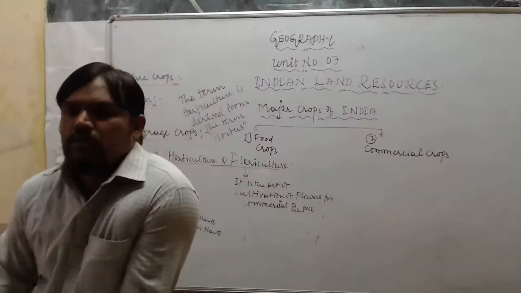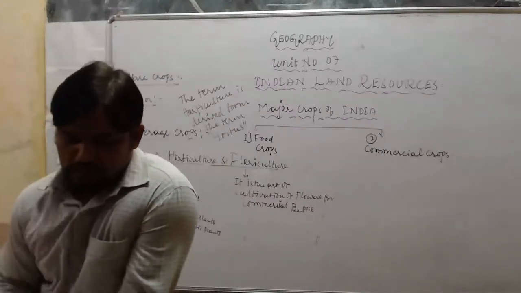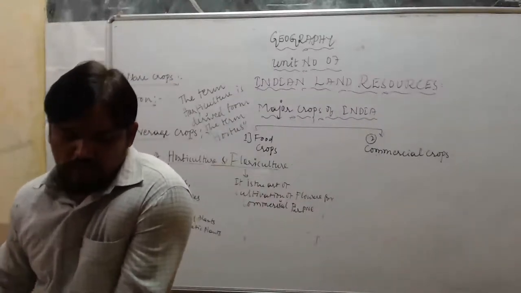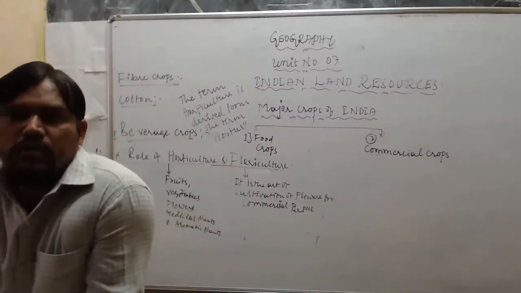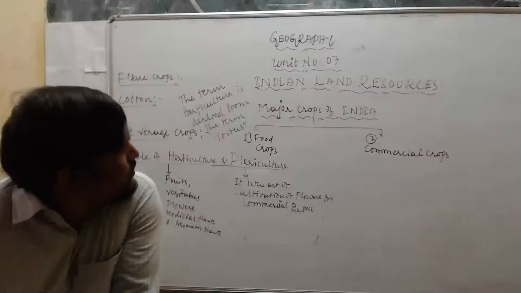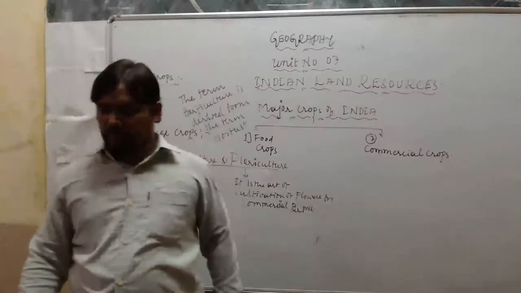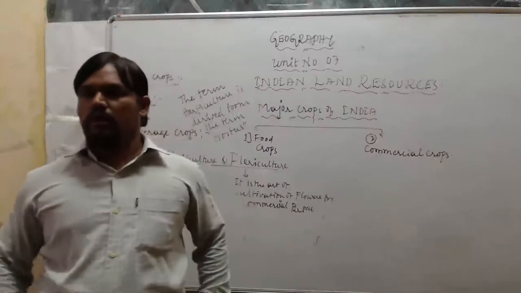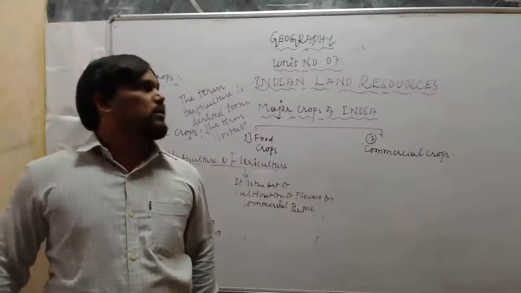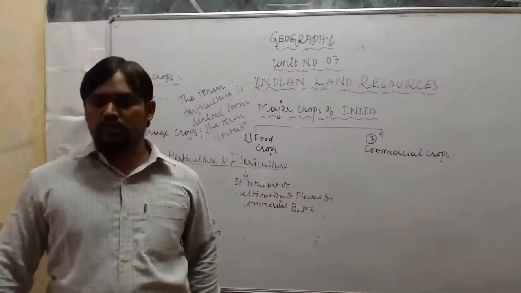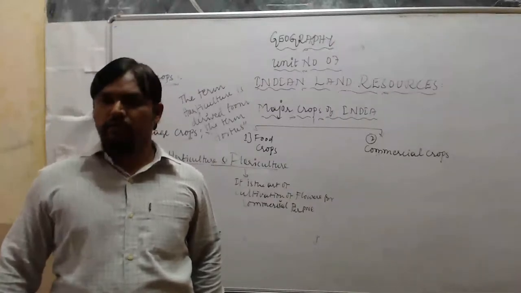With this, we have completed 7 geography chapters. With this Indian land resource, we have completed 7 chapters in geography. In part 1, I have completed all chapters. So you guys complete the questions and answers. But in the next part, I will continue.